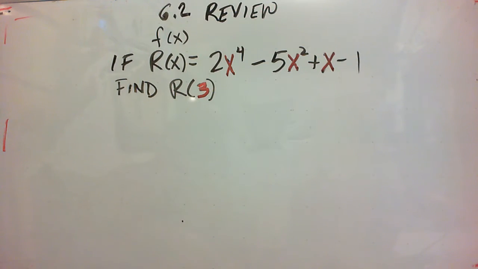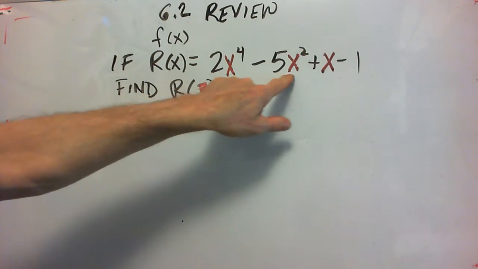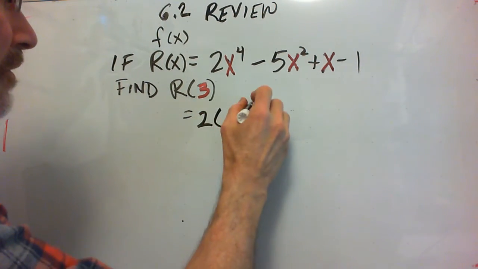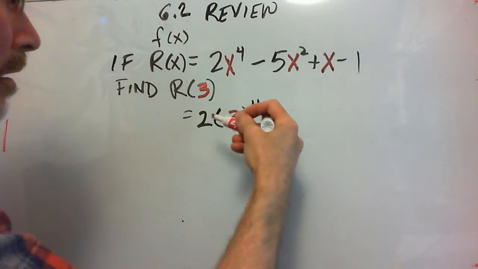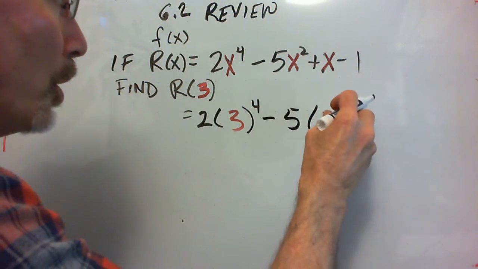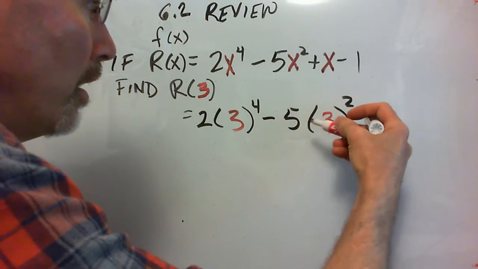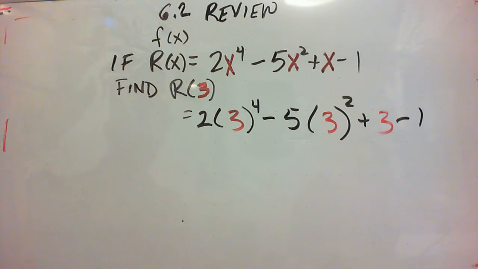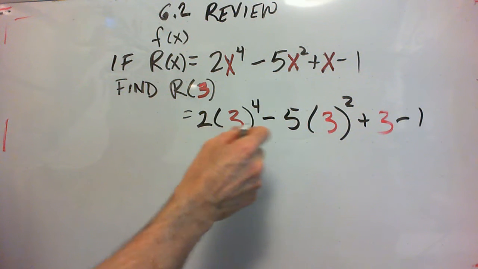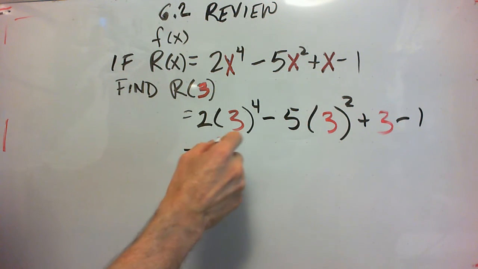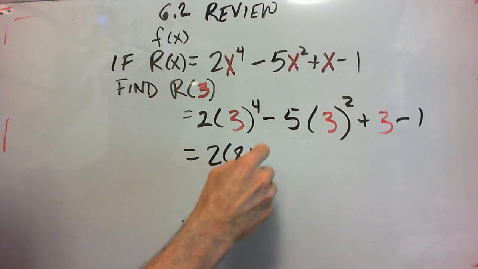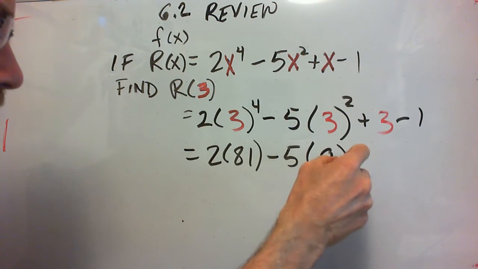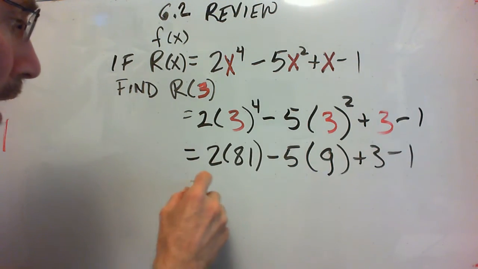To find r of 3, we just replace each x with 3. So we get 2 times 3 to the fourth minus 5 times 3 squared plus 3 minus 1. Okay, 3 to the fourth, 3 times 3 is 9, times another 3 times 3 is 81. So we have 2 times 81 minus 5 times 9, 3 squared, plus 3 minus 1.